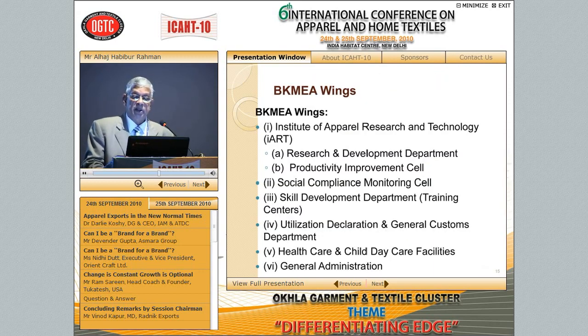BKMEA has several wings. In it, we have the Institute of Apparel Research and Technology, IART, Social Compliance and Monitoring Cell, Skill Development Department, Utilization Declaration, General Customs Department, Health and Daycare, Child Care Facilities, General Administration.